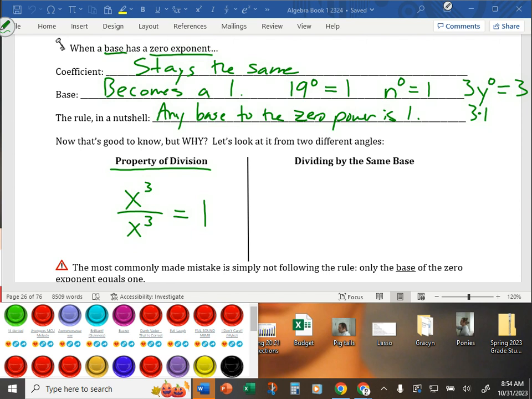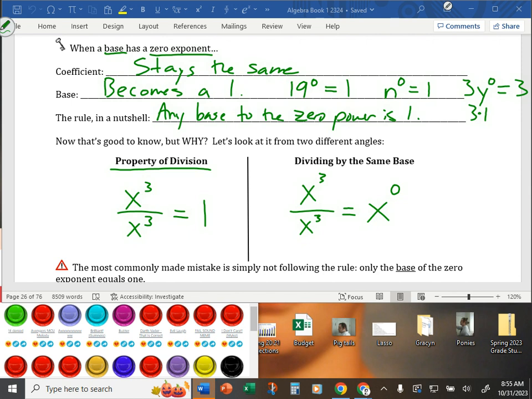Now let's go to what we learned in CO11. If we have that same x cubed over x cubed, and we use our rule from CO11, where the powers are subtracted, what does this equal? X to the what power? 0. To the 0 power.